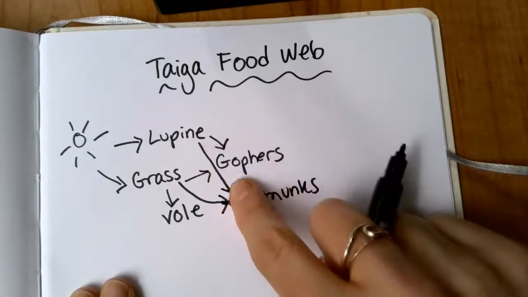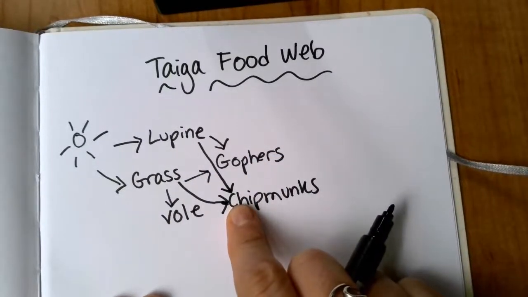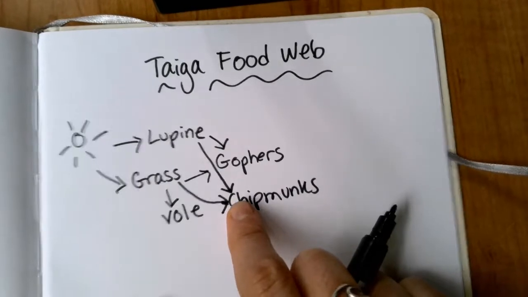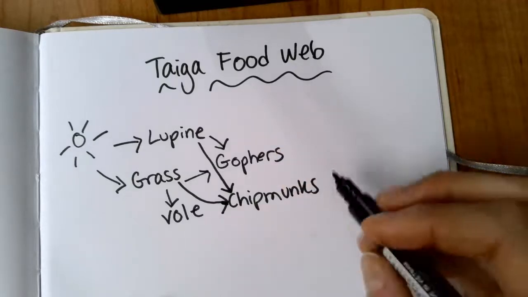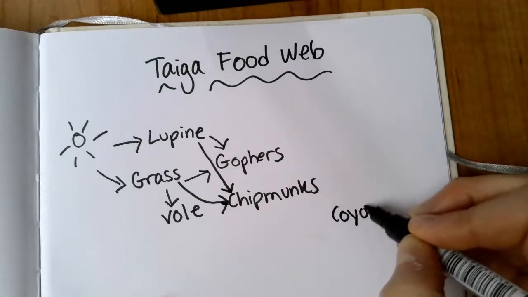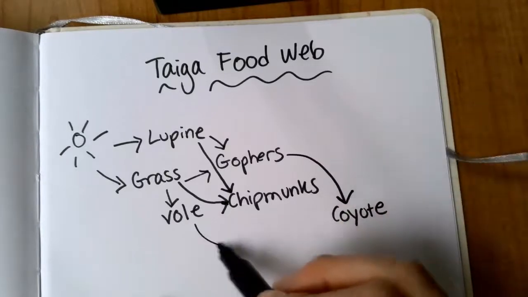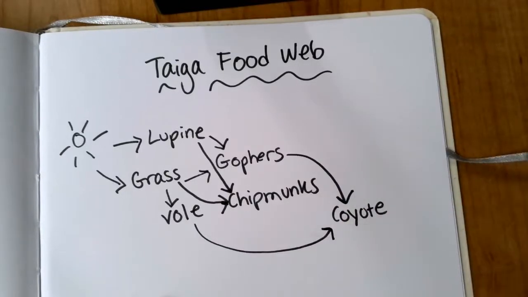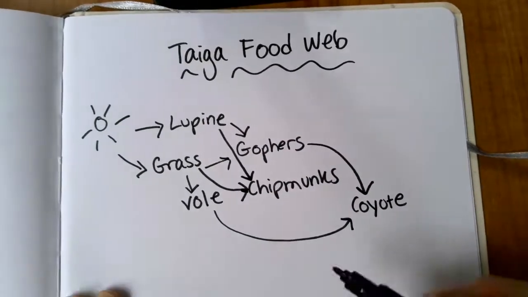Next up, I have coyotes. Coyotes eat voles and gophers. So maybe I would write them over here, kind of between the two. Coyote, getting its energy from gophers and voles. And barn owls. Since barn owls only eat the voles, they're getting energy from the voles.